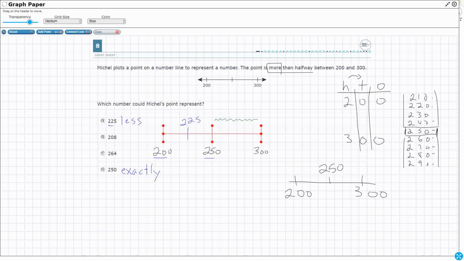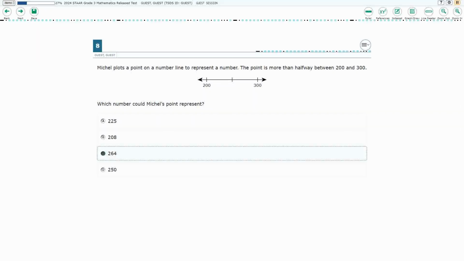208 is a lot smaller. It doesn't land exactly on a line. We'll call that maybe right around there. That's less than halfway. We already know that 250 is exactly halfway. So that 264 is going to have to work, and it does. Take a look at the tens place, right? The 26 versus the 25 and 30, right? If we just look at the hundreds and the tens place, 26 comes between 25 and 30. It's going to be a little bit past that. That 264 is going to land right there. So that's the only one that is more than halfway between 200 and 300.